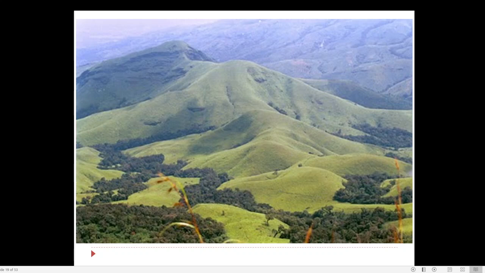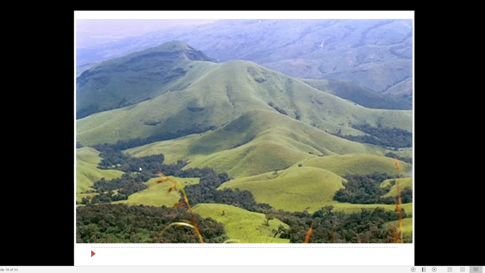Then you can see some pictures. If you go to the Vagamon area, you can see this kind of mountains. So many areas of Western Ghats are grasslands. Many areas are covered with thick forest. Then we have tropical rainforest, deciduous forest, and grasslands. Then this type of forest is known as mountain forest or cloud forest, because they are present among the slopes of the mountain. In the main area, it will usually be covered with grass. But in these slopes, you can find a type of trees.